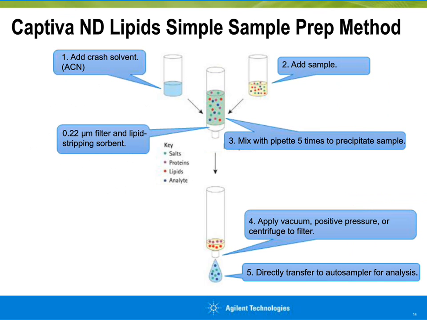In this slide, these are the steps associated with the Captiva ND Lipid. First, you're going to add your crash solvent, usually a 3-to-1 ratio to sample, and then add your sample. Mix with a pipette or automated liquid handlers. The 0.22 micron filter will retain particulates formed from protein precipitation, and the lipid stripping sorbent will remove lipids. The sample will not pass through the unique filter material until vacuum, positive pressure, or centrifugation is applied. Now the sample is actually ready for analysis.